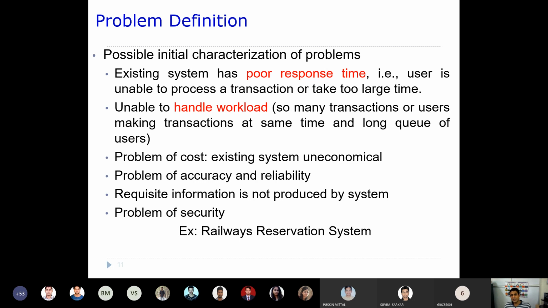Okay, so there are possible initial characterizations of problems. Usually these are the characteristics of any sort of problem. We try to characterize the problem as follows. The existing system has poor response time. Whatever the existing system you have today, maybe it's a manual system, it has a poor response time. Users are unable to get a quick response from the system, and the user is unable to process a transaction or it takes too large a time.